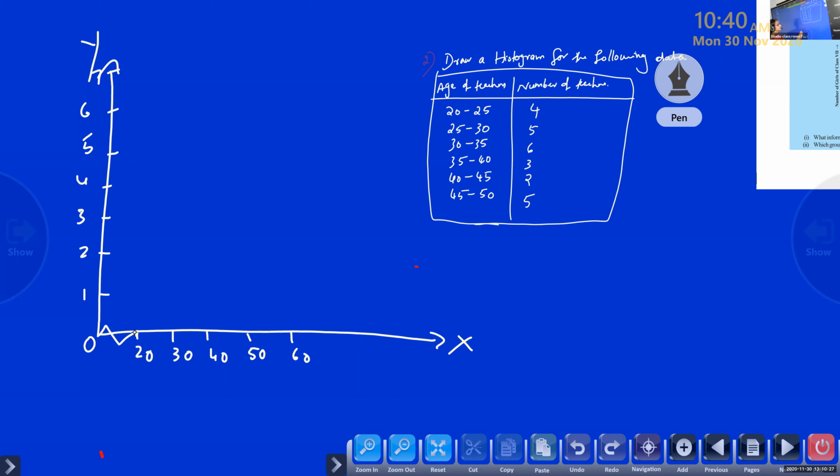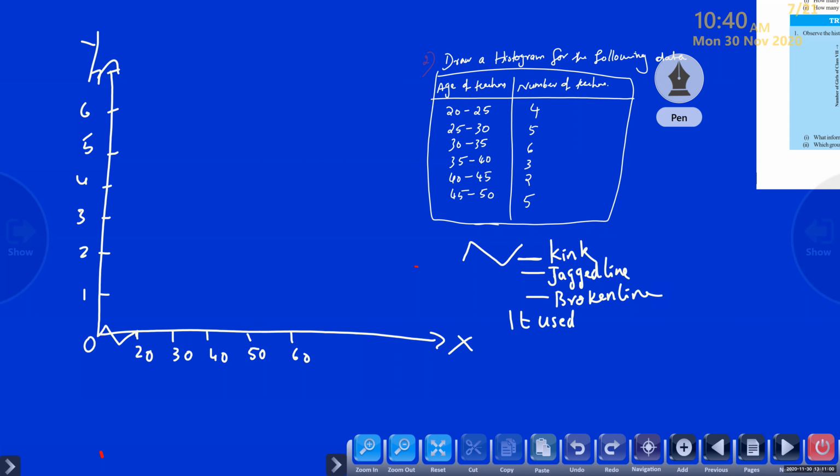And on the right side, you put this jagged line, it is a kink. Either you can call it a kink or jagged line or broken line, we will call it a broken line. Then write, it is used on the x-axis. And on the y-axis, we have the numbers now, frequency we are taking.